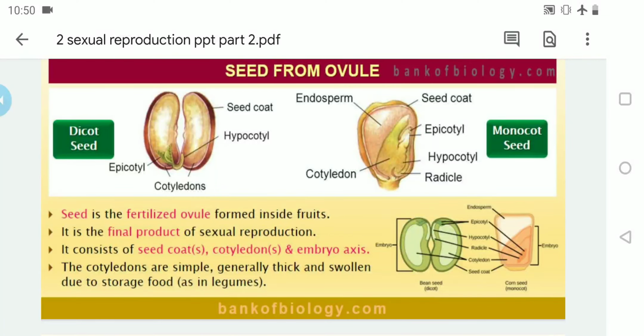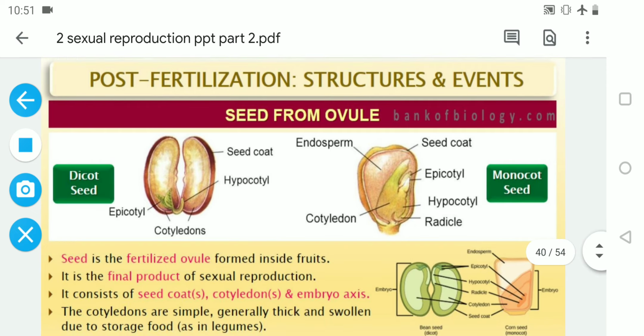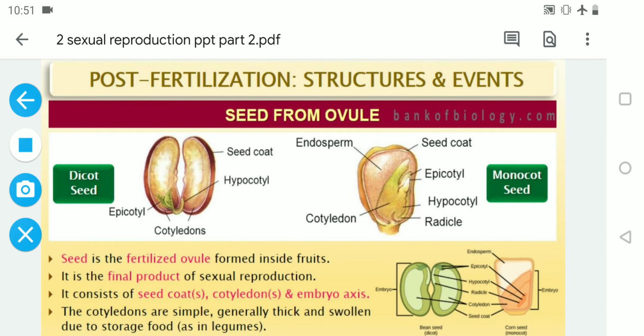Good morning, children. In the last class, we were discussing the topic post-fertilization structures and events. We have discussed until the formation of the endosperm and embryo, right? Today we will continue with respect to the formation of seed from ovules.